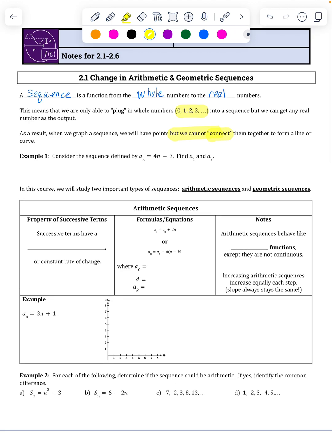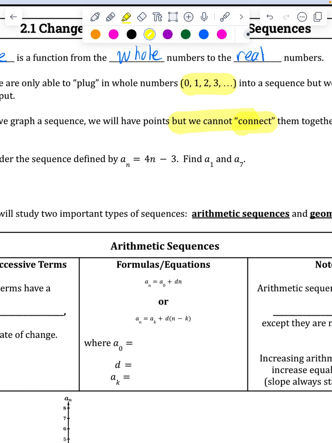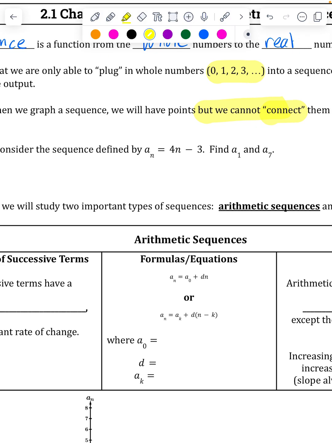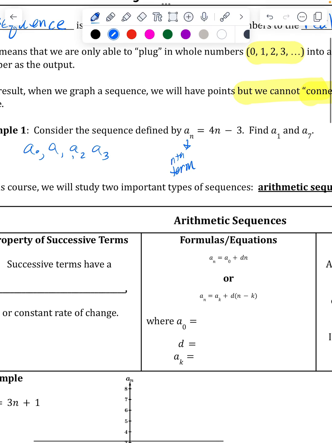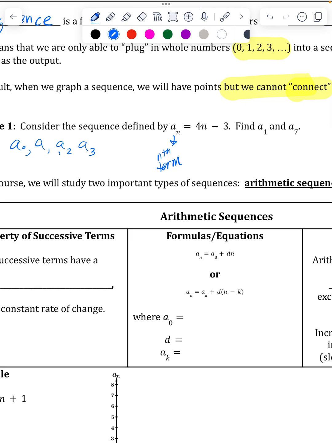So we're going to talk about two specific kinds. Here we have a sequence defined by this. And what this is telling you is that you're looking for what we call the nth term. You're looking for some number in the list. So we would have my 0th term, which is your starting term, then A1, A sub 2, A sub 3. And it's just telling you where you are in that list. And then it's giving you a rule of what you do. And this n is the term number that you want.